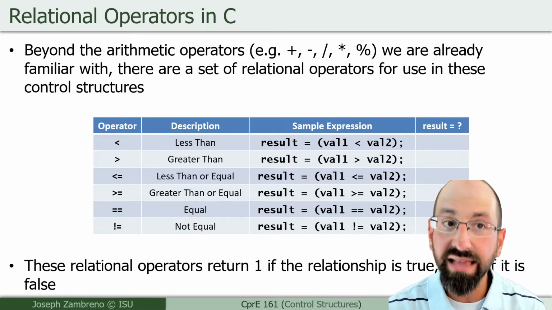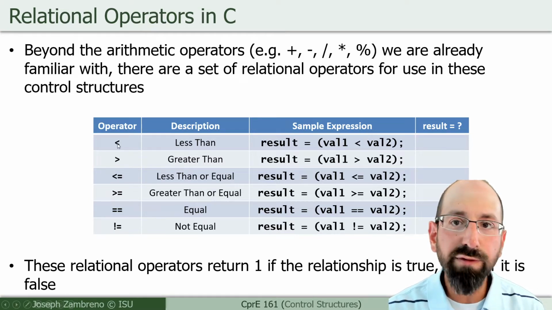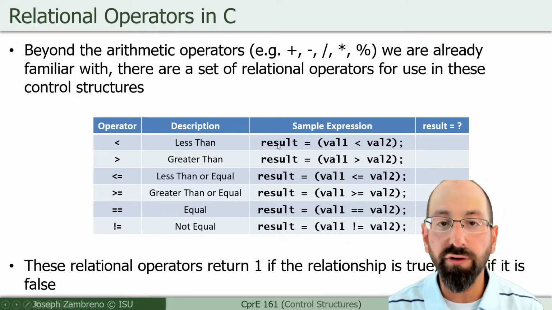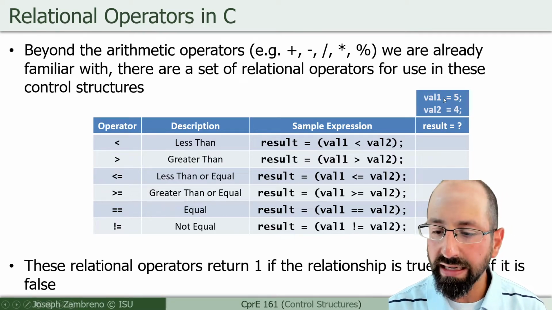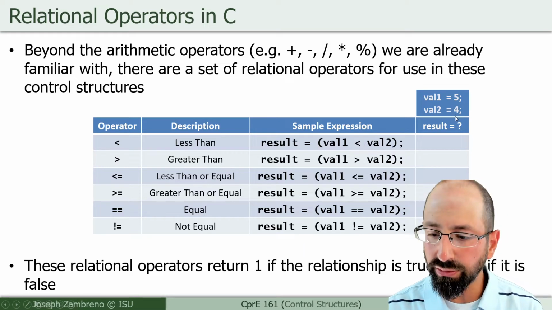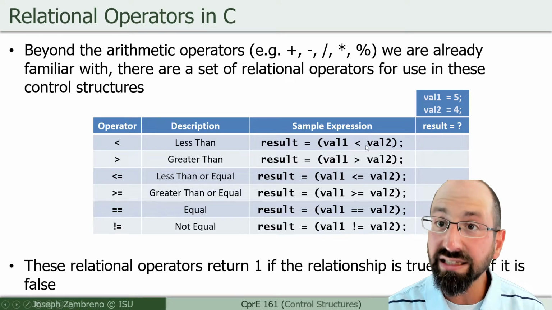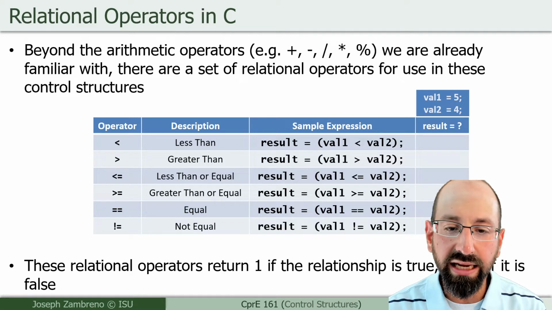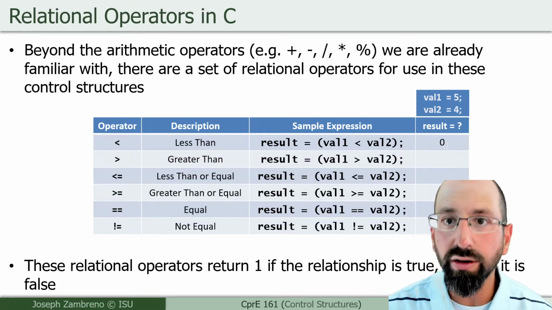So for example, the less than operator is exactly as you would expect it to look like. We are checking if val1 is less than val2, and we can store the result in a different variable called result. So if we had an input where val1 is equal to 5 and val2 is equal to 4, and we were checking if val1 is less than val2 and storing the result in a variable called result, we're actually going to get a result of 0. Because in fact, val1 is not less than val2. Val1 is greater than val2.